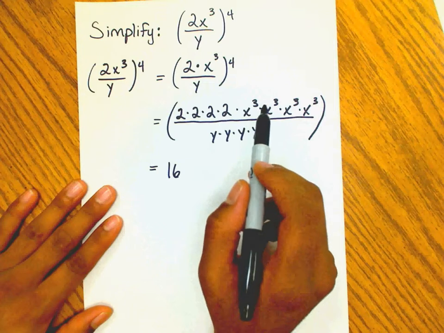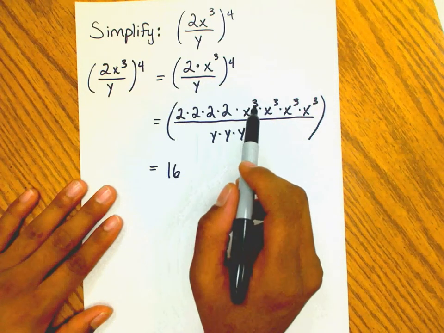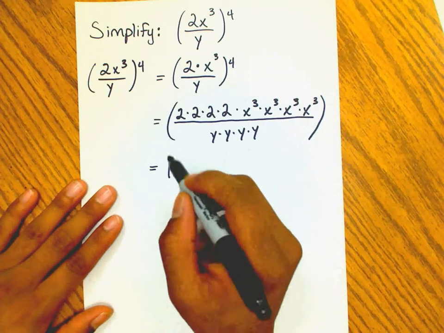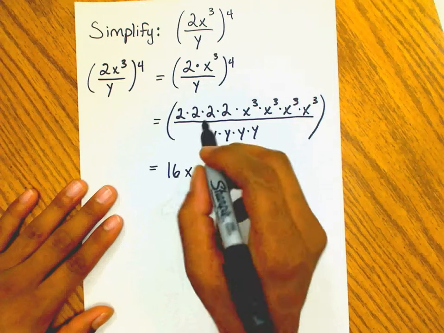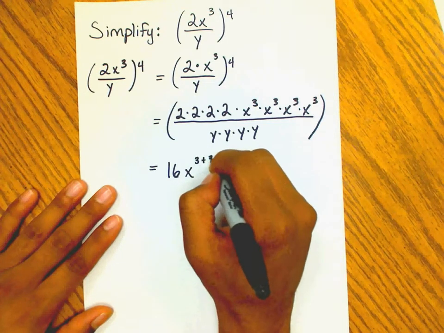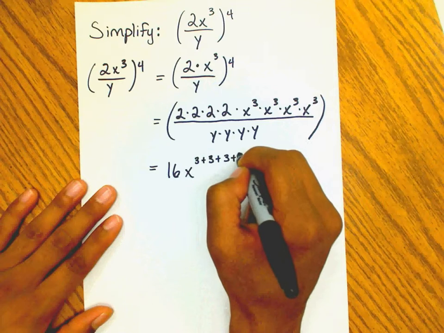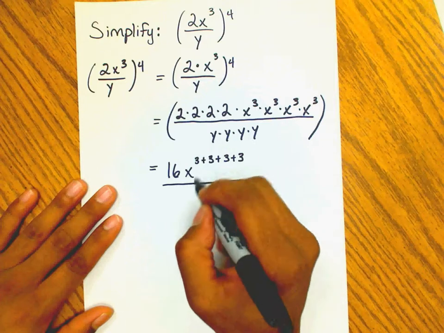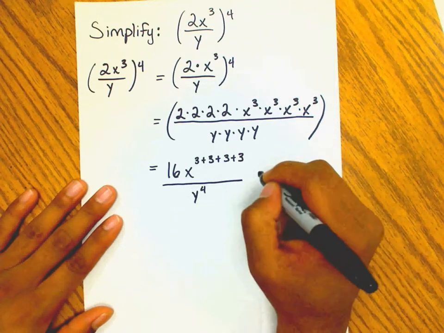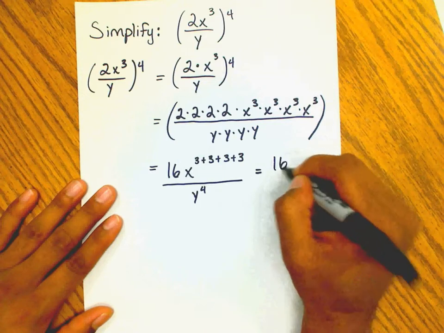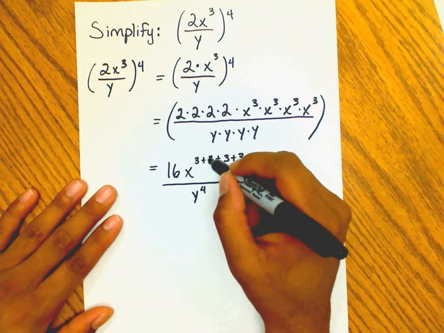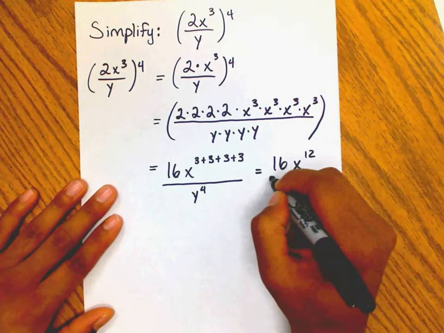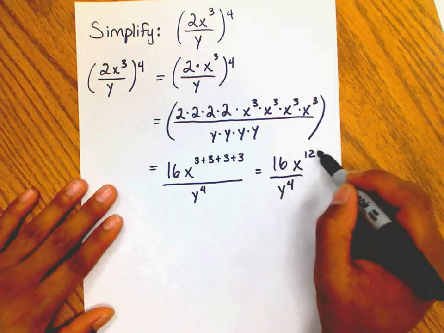So what I'm going to do is add 3 plus 3 plus 3 plus 3, and this is how that's going to look. Right now, I'm just going to write it out. So, x to the 3 plus 3 plus 3 plus 3, all of that over y to the 4th power. So, I'm almost done. 16, x to the 3 plus 3 is 6, another 3 plus 3 is 6, and 6 plus 6 is 12. So, I have 16x to the 12 over y to the 4th. And that's my final answer, okay?